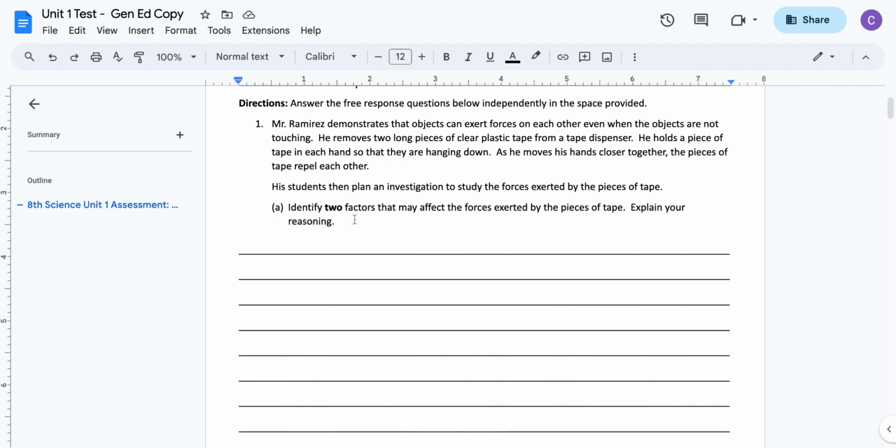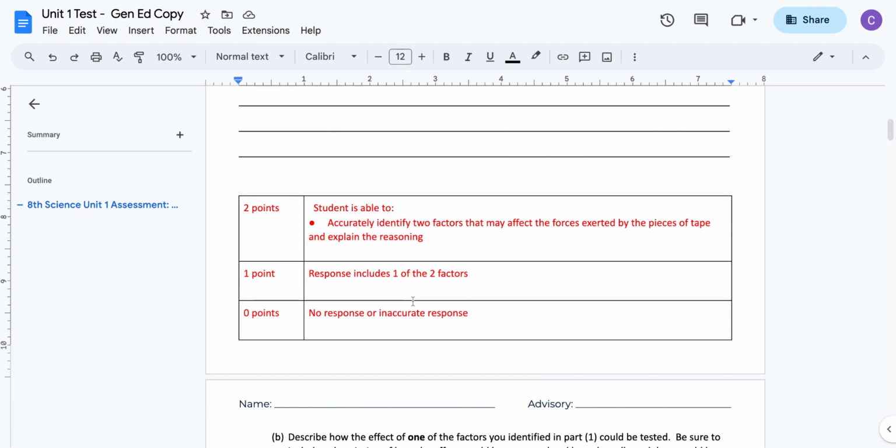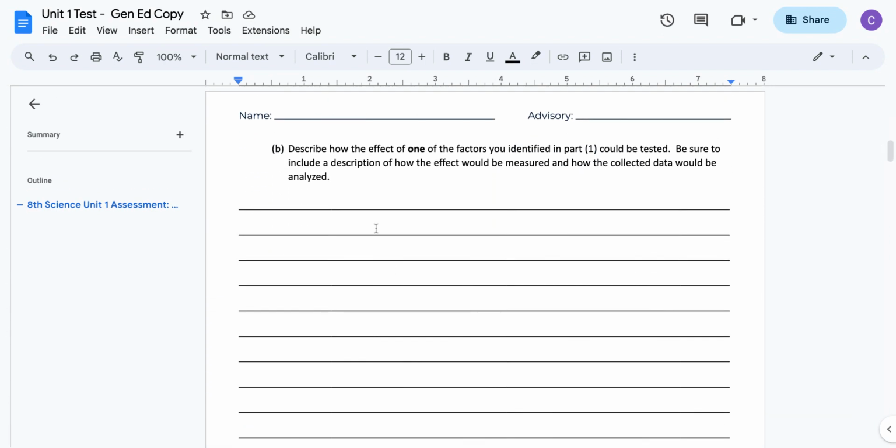A. Identify two factors that may affect the forces exerted by the pieces of tape. Explain your reasoning. B. Describe how the effect of one of the factors you identified in Part A could be tested. Be sure to include a description of how the effect would be measured, and how the collected data would be analyzed.